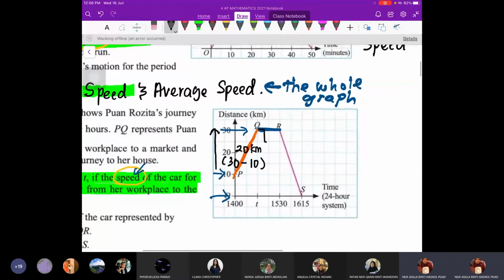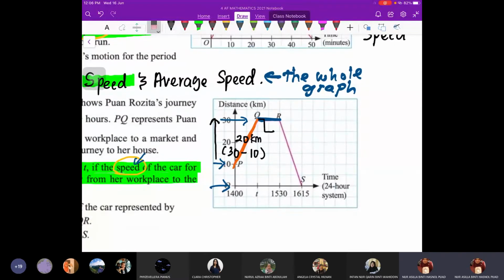Kemudian dia stay dekat market. So bila stay kat market, tak ada jarak dah. Stationary. And then dia pulang ke rumah. Balik sampai ke O semula. So total distance from the market to her house is 30 kilometers. Jadi total distance here will be 50 kilometers.